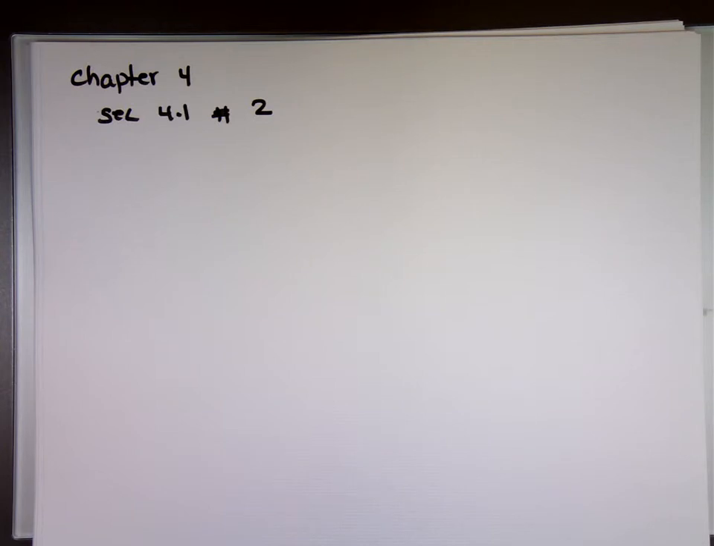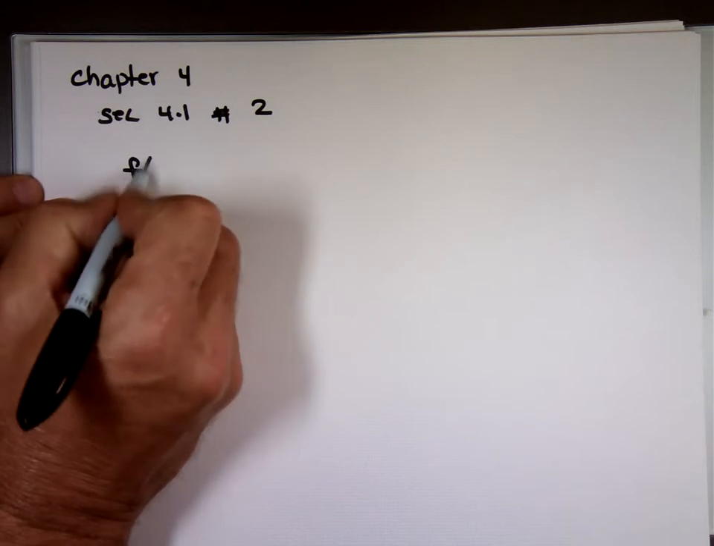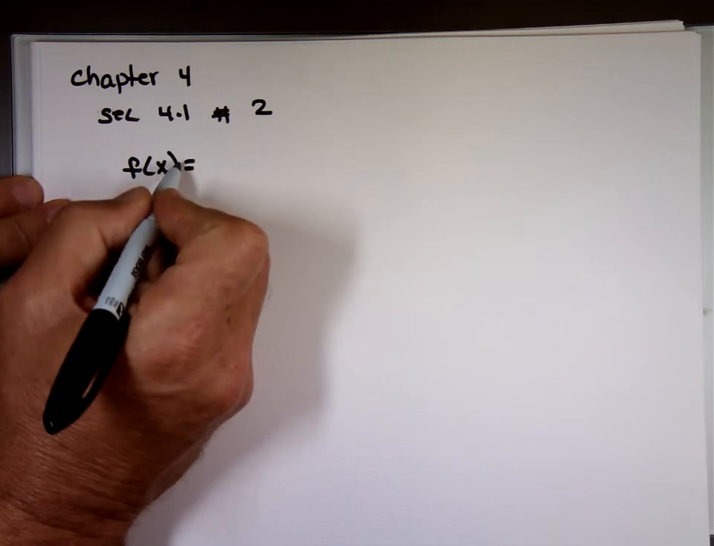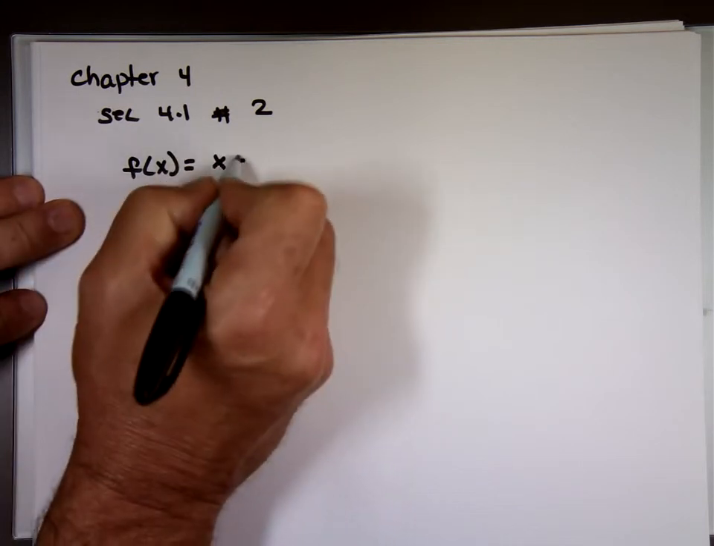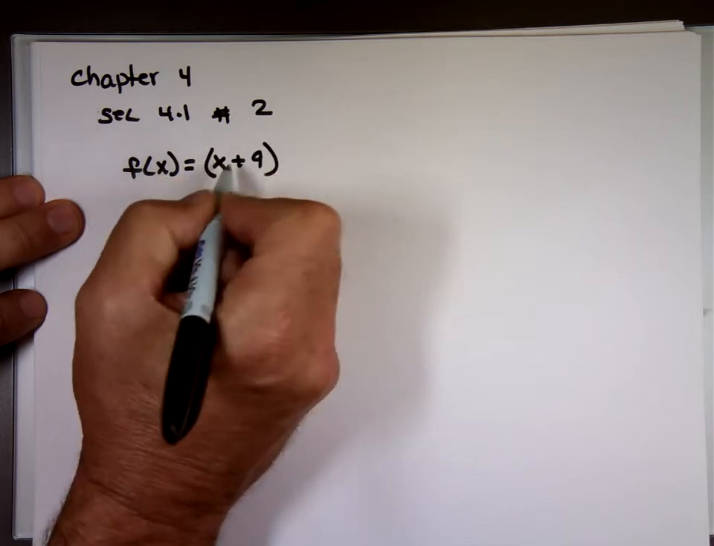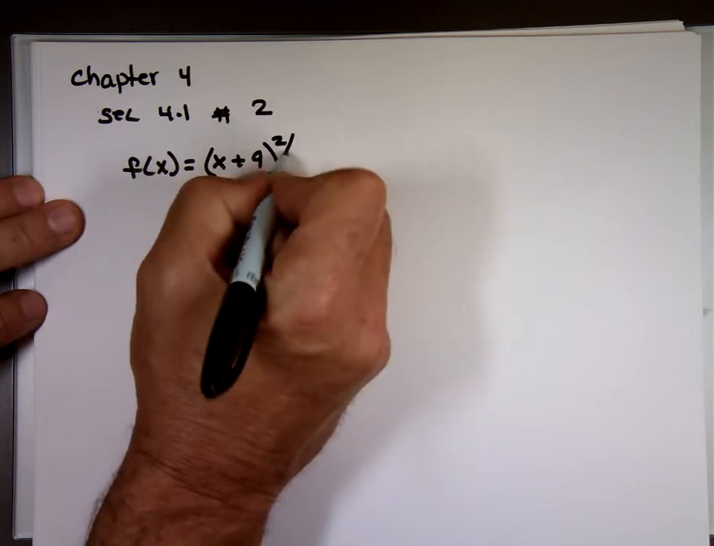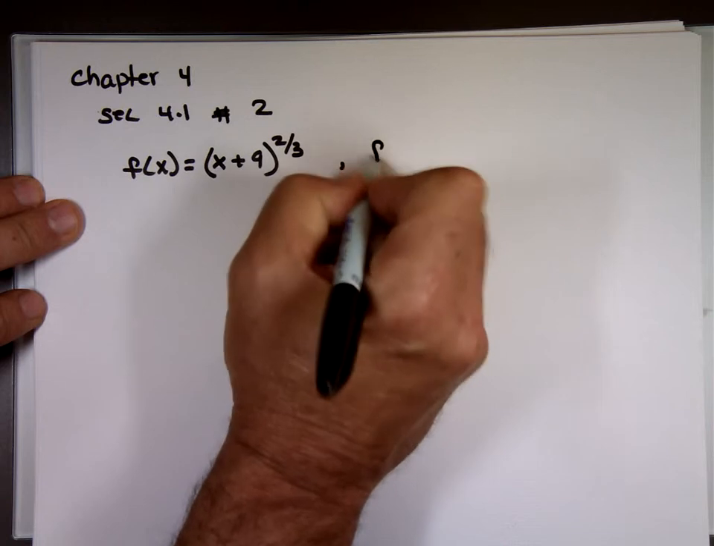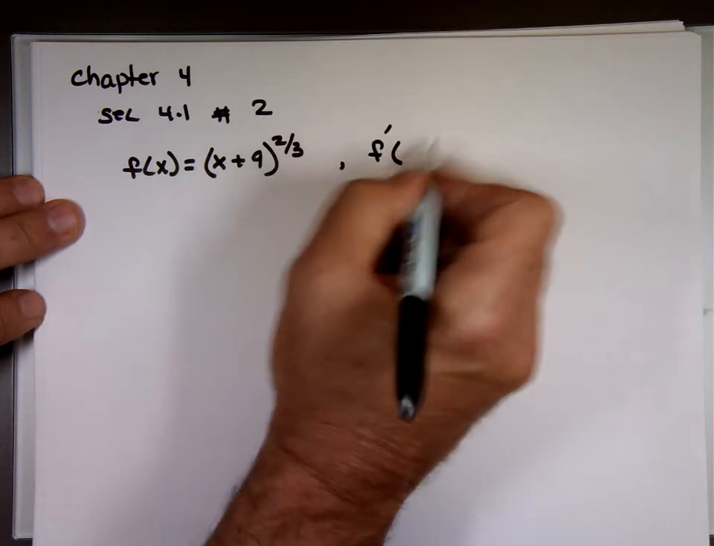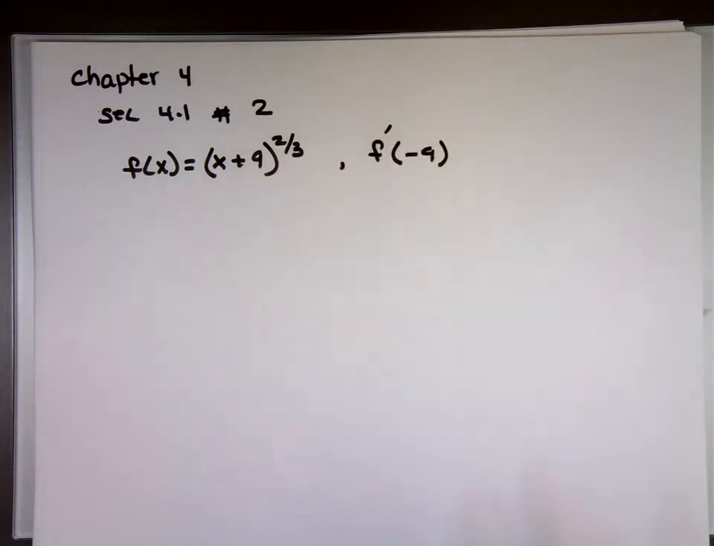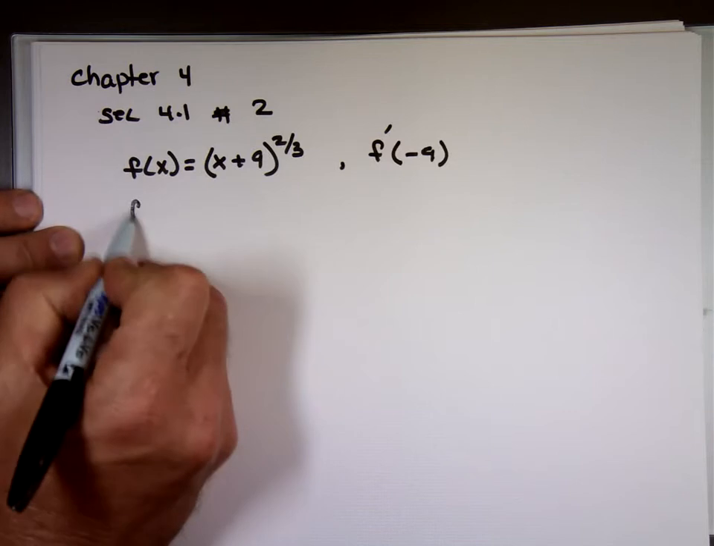It says find the derivative if it exists at negative 9. So f of x equals x plus 9 to the power of 2/3. And we need to find f prime at negative 9. Well, what's f prime of x?